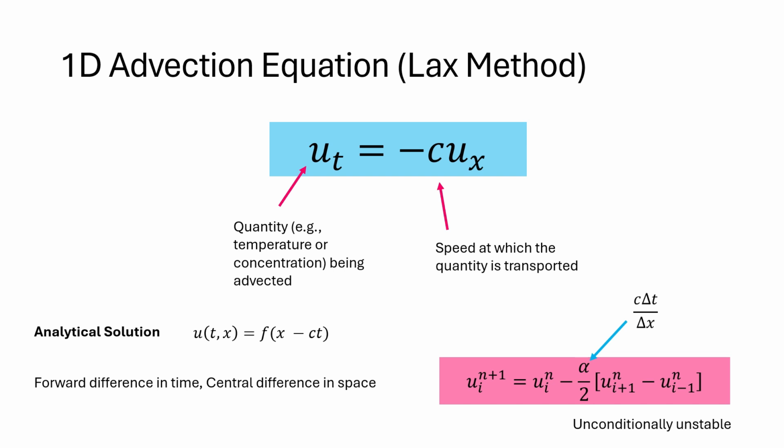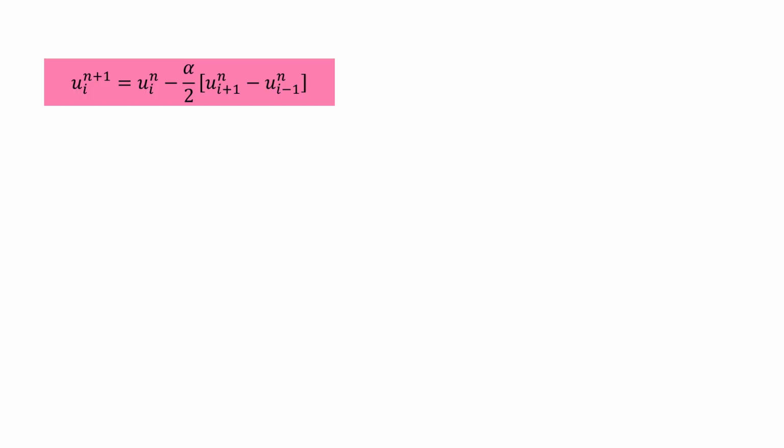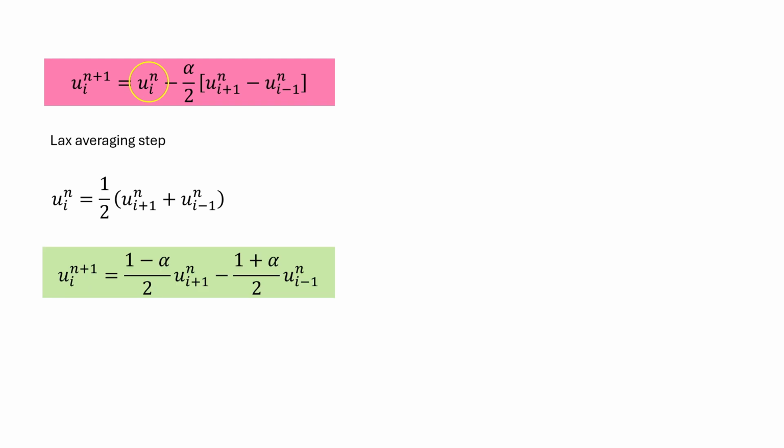unconditionally unstable. In the Lax method, we can represent the first term on the right hand side by averaging the values at its neighbors. The scheme that results from it is called the Lax method. This scheme is conditionally stable and it requires that delta t is chosen satisfying this stability criterion.